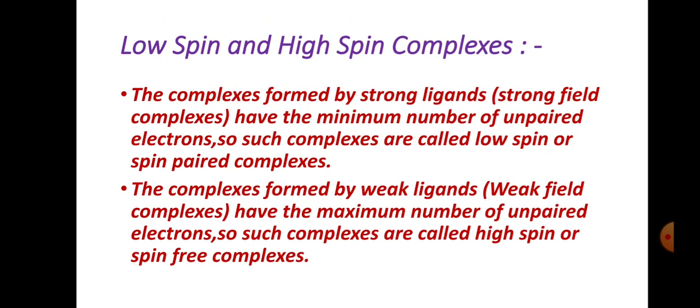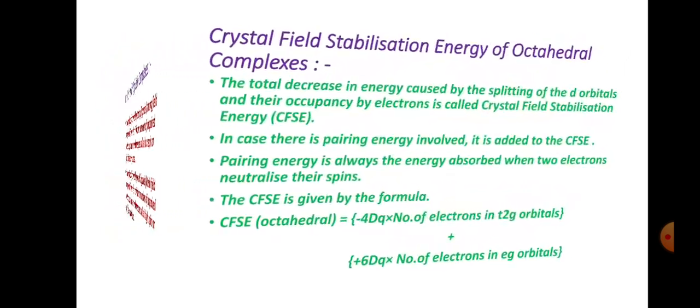Then here we see low spin and high spin complexes. The complexes formed by strong ligands, that is strong field complexes, have the minimum number of unpaired electrons. Such complexes are called low spin or spin paired complexes, while the complexes formed by weak ligands, that is weak field complexes, have the maximum number of unpaired electrons. Such complexes are called high spin or spin free complexes.